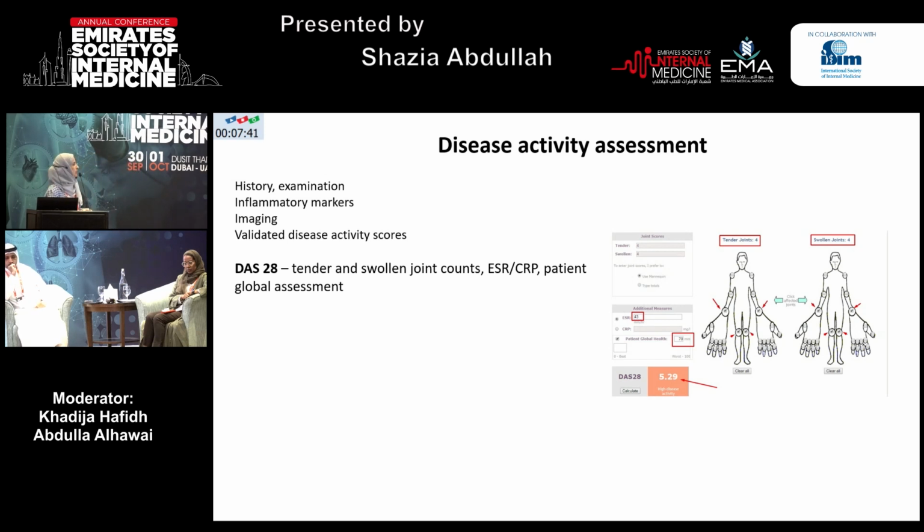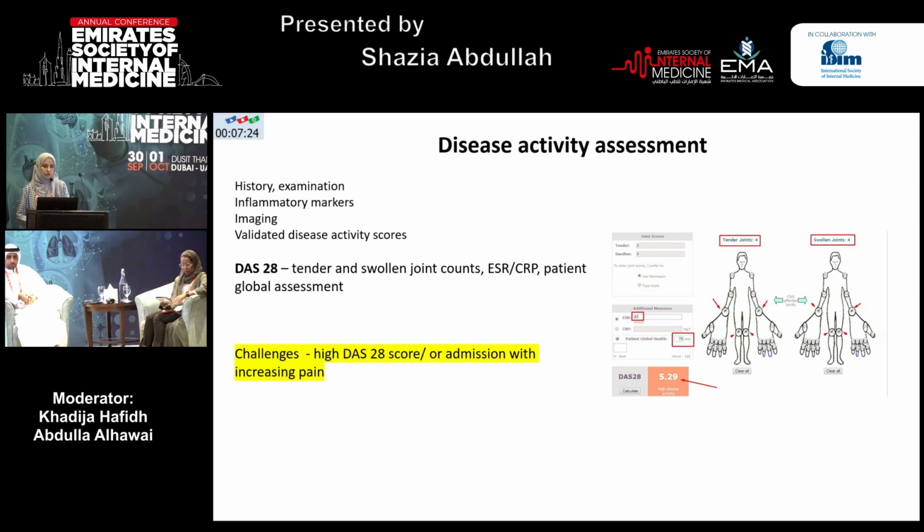And this is one of them. This is called the DAS28 score. It has 4 parameters: we look at the number of tender and swollen joints, ESR and CRP, and there is a visual analog scale. By this, you can tell whether the patient has high, moderate, or mild disease activity, or the patient is in remission.